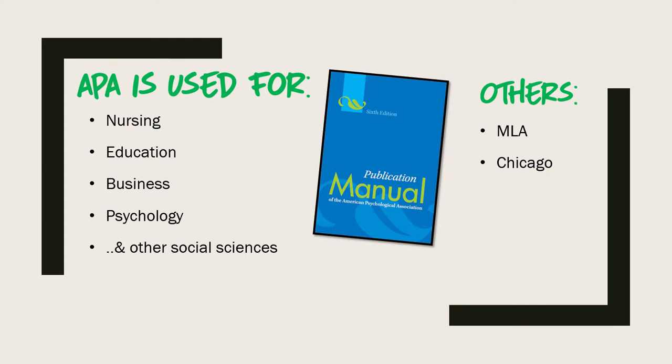Also, APA is not the only formatting style out there. It is commonly used in social sciences such as education, nursing, business, psychology, etc. Other citation styles include MLA and Chicago style. Please check with your professor to determine which he or she would like for you to use. This video only focuses on APA.